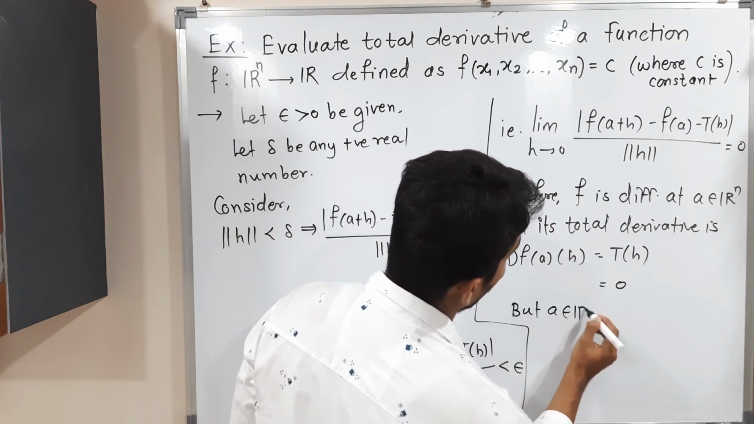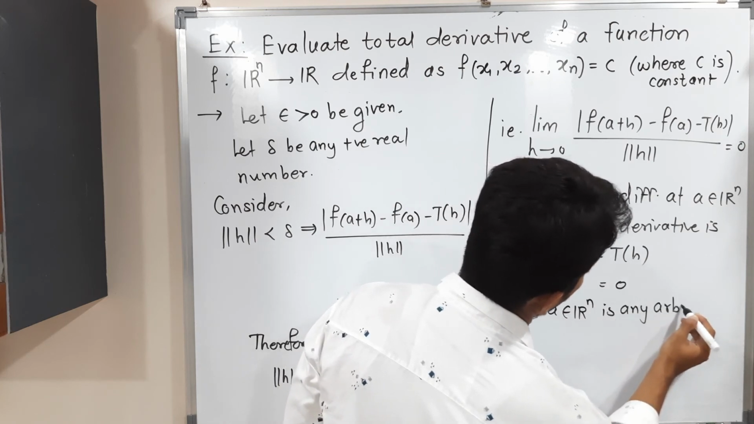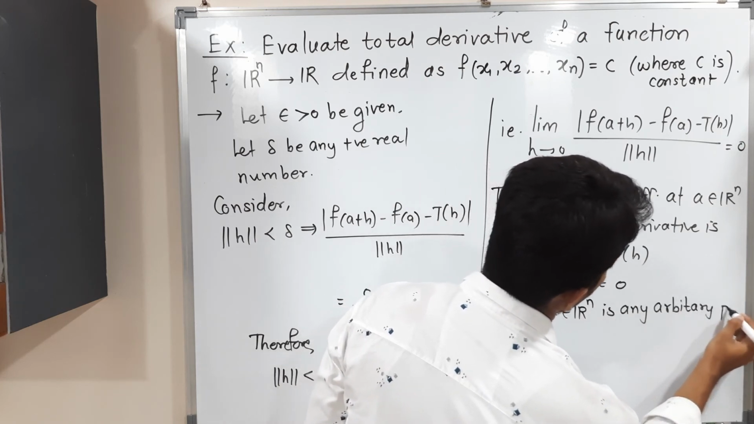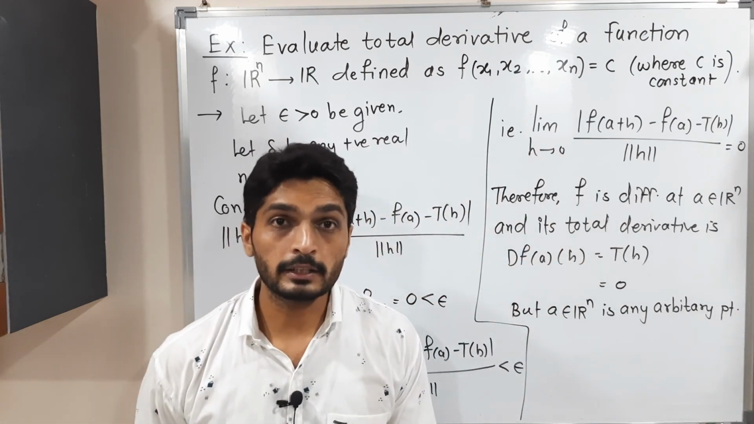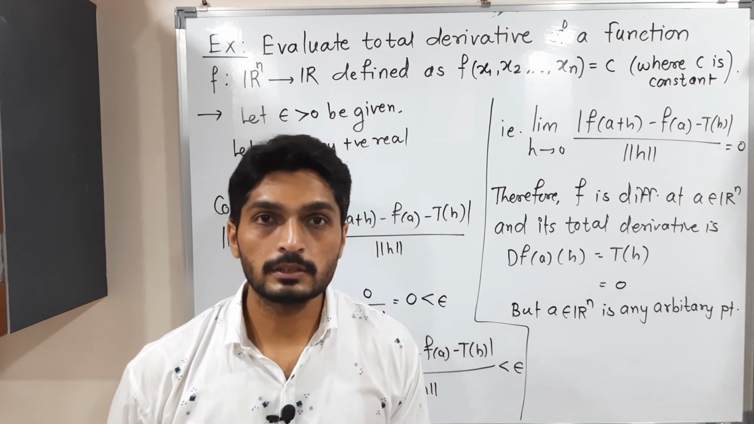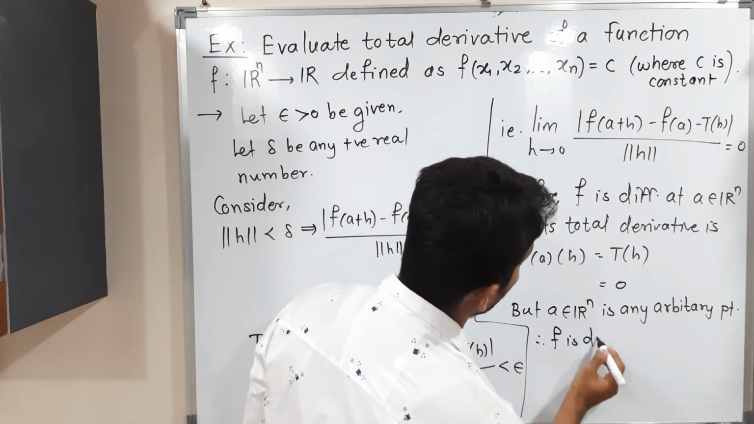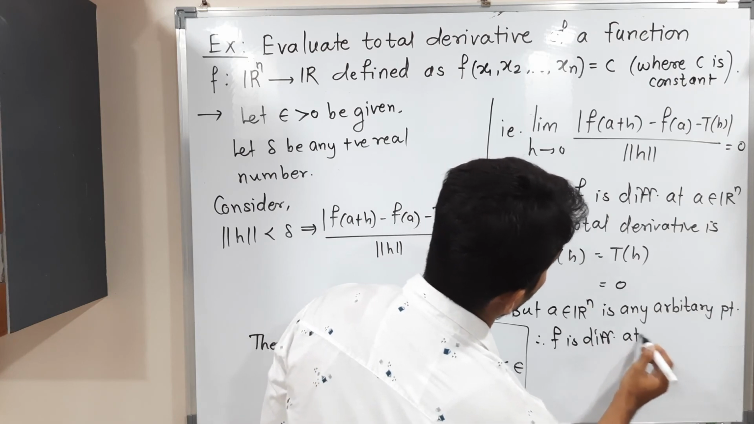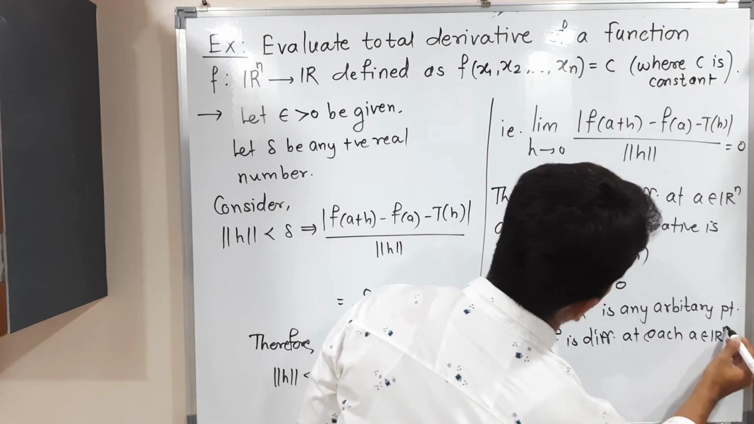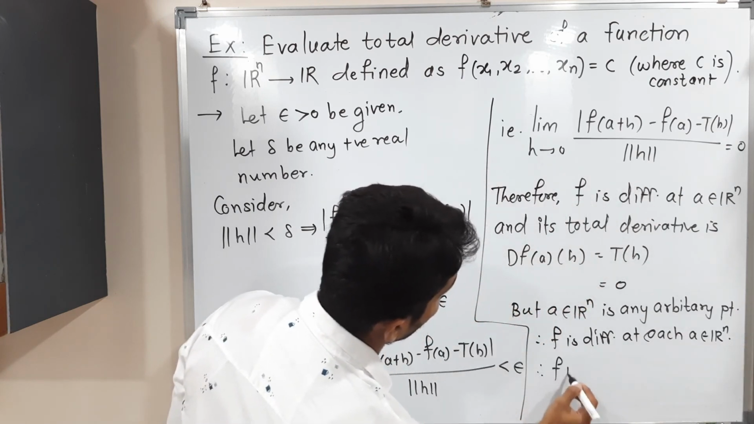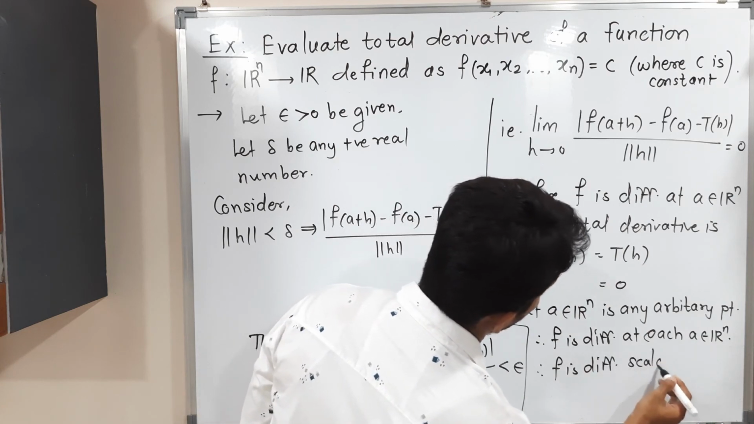And a belongs to Rn is any arbitrary point. Therefore the function is differentiable at each point. Therefore f is differentiable at each a belongs to Rn. Therefore f is a differentiable scalar field.